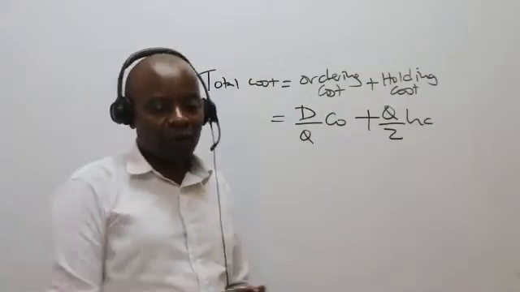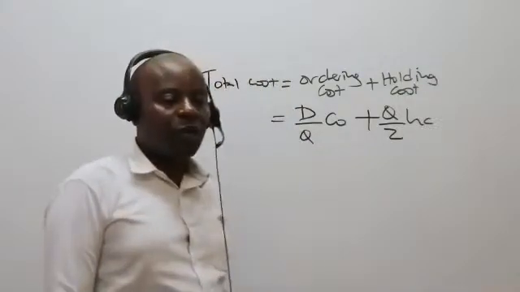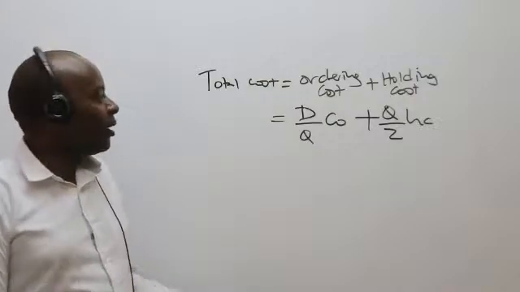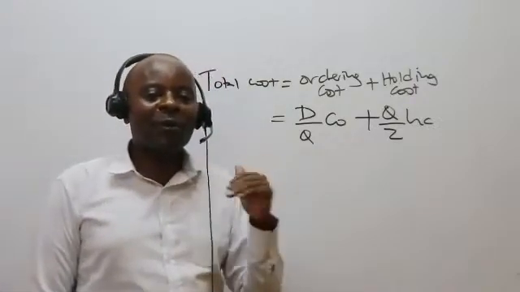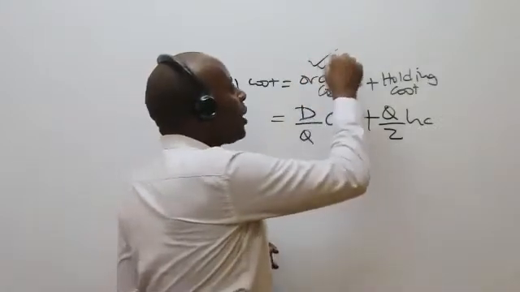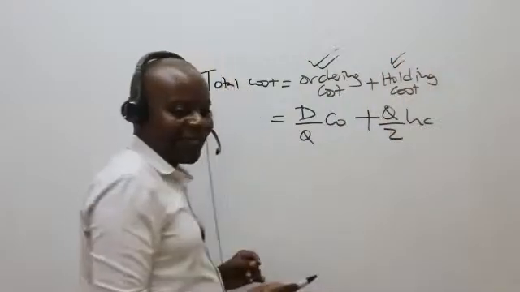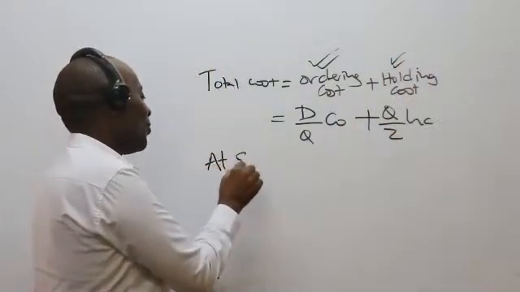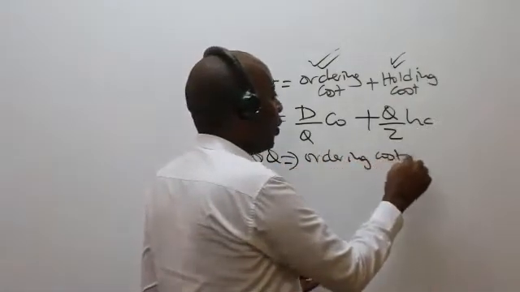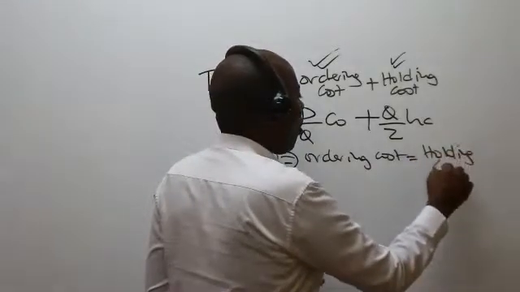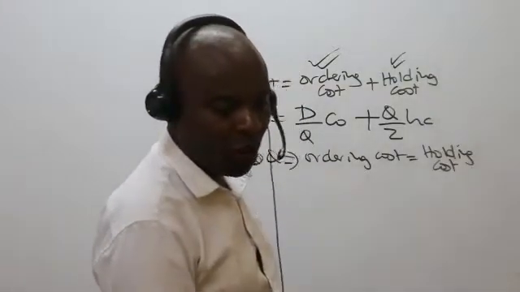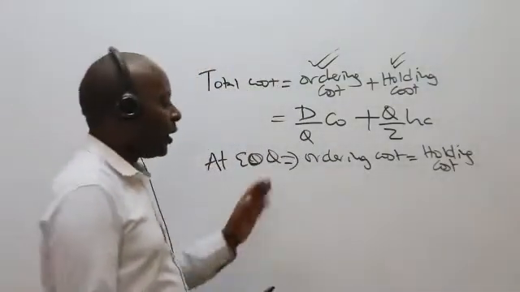On the basis of average inventory. So, ladies and gentlemen, remember, whenever we talk of economic order quantity, we expect our total ordering cost to be exactly equal to holding cost. At EOQ, this is just a reminder for your knowledge, ordering cost will always be equal to holding cost. Very important. So let's see whether this will hold.